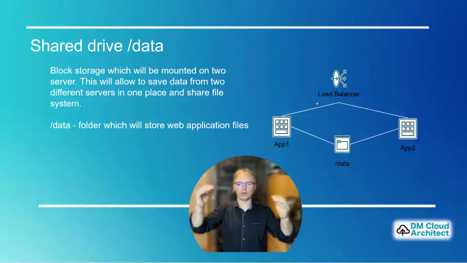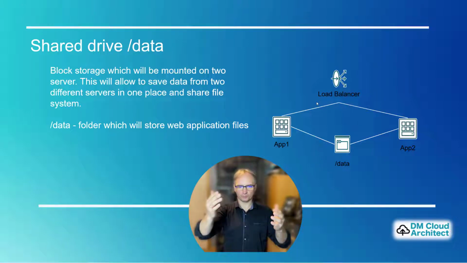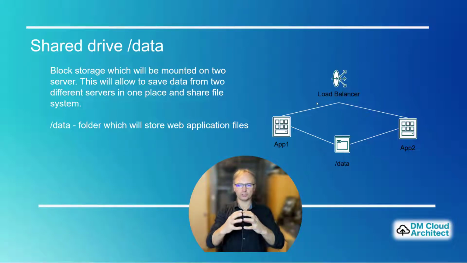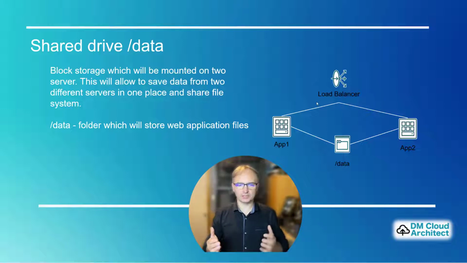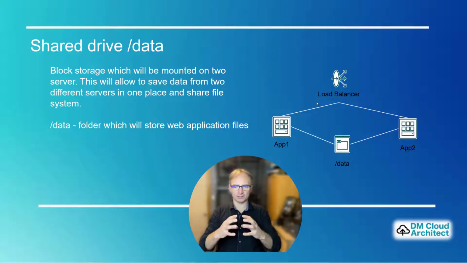Okay, now every time the load balancer requests any data set, any page from either app 1 or app 2, both servers will use the shared data storage to provide that file system. The advantage of this is that we have to maintain the data set only in one place.